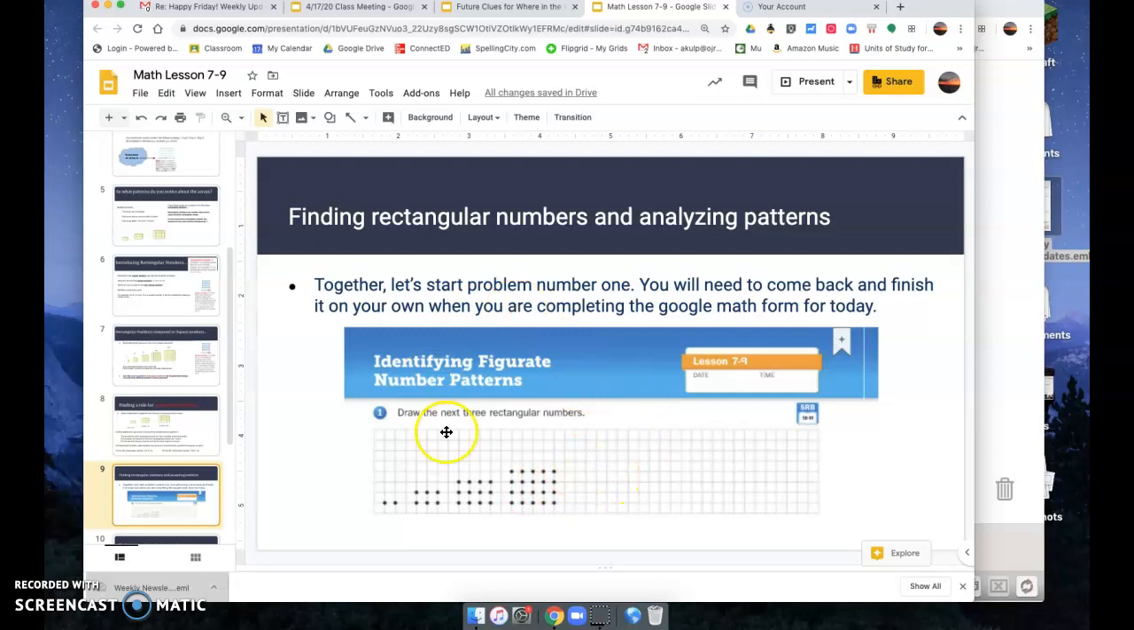You will need to come back and finish it on your own when you're completing the Google Math form for today. We're just going to do the first part here. It says draw the next 3 rectangular numbers. So here, let's see, they have the first 4 for us.